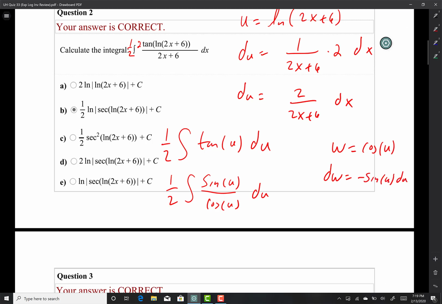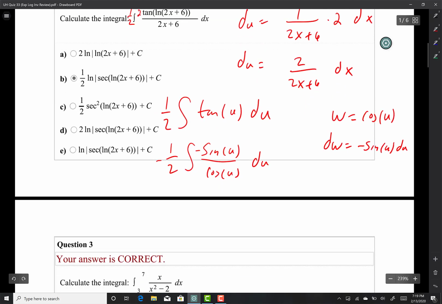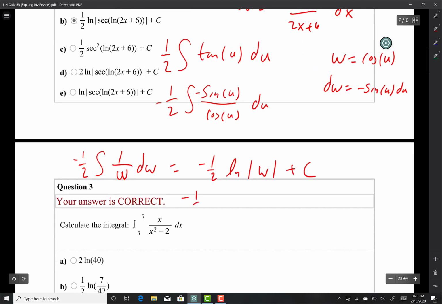And look, there it is. So I'll put a negative, and let's see what's going to happen here. I'm going to rewrite it here, guys. Antiderivative, so negative 1/2 integral of, negative sine u du is dw, so 1 over w dw. Antiderivative, negative 1/2 ln of w plus c. w was cosine u. So negative 1/2 ln of cosine u plus c.